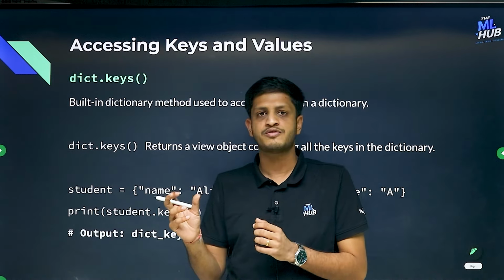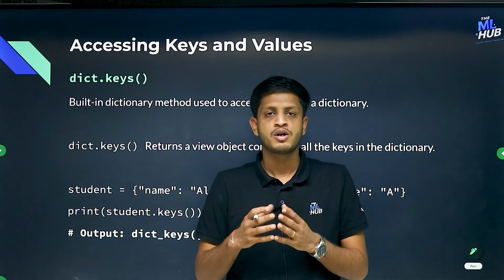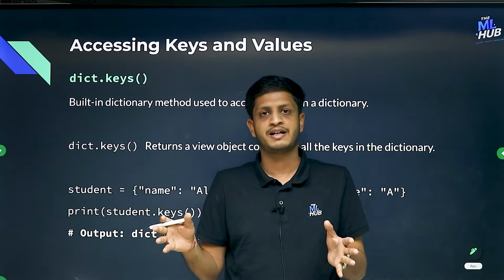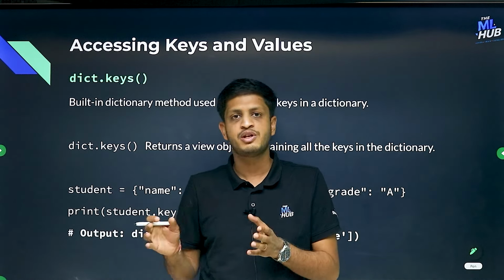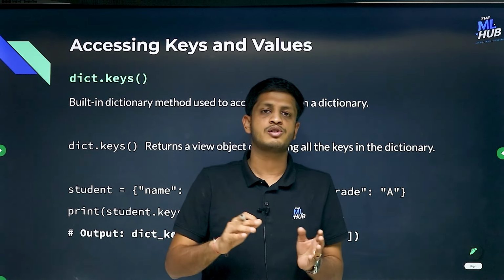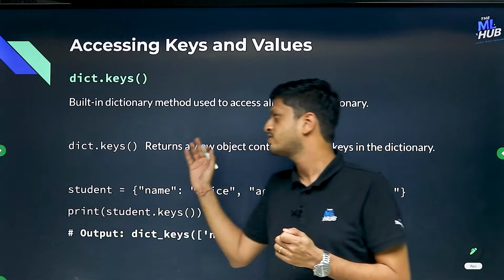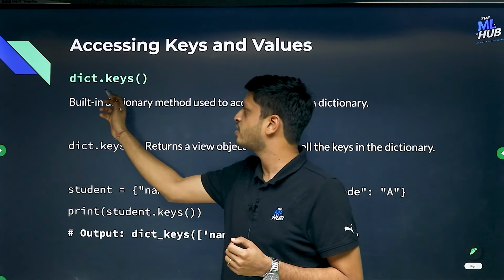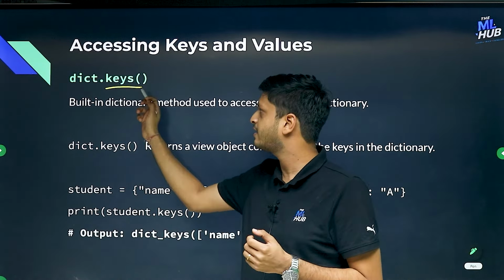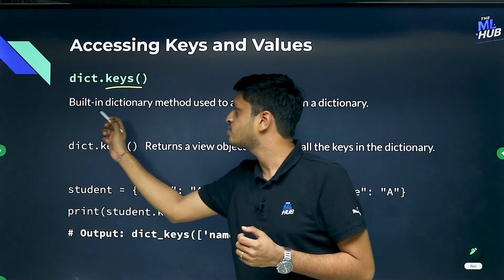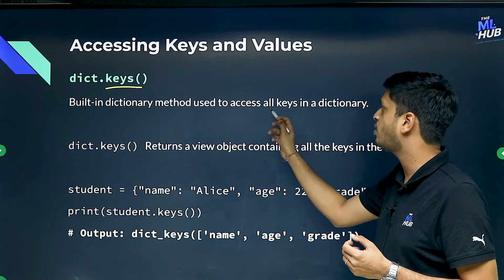Similarly, if you use the values function on a dictionary, it will give you a view on all the values which are present in a dictionary. Okay, and these views are iterable. You can iterate over them and also you can print them as well. Okay, so let's see how it works. First is the dot keys function. You can apply the keys function on any dictionary. It is a built-in dictionary method used to access all the keys in a dictionary.